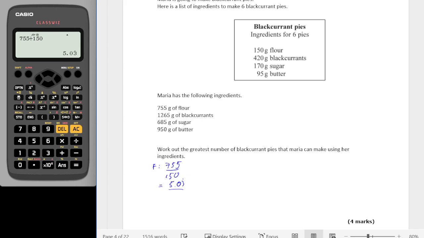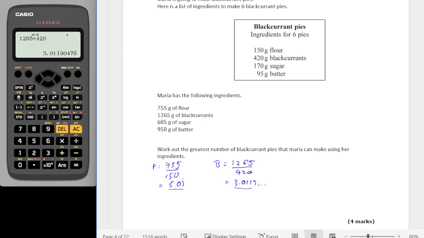And then I'm going to do the same with the other ingredients. So blackcurrant. She's got 1,265. She needs 420 for one batch. So she's got enough for 3.011. So I'm going to leave that like that for now. So that's going to be my... actually I'll remove that symbol there, dot dot dot.